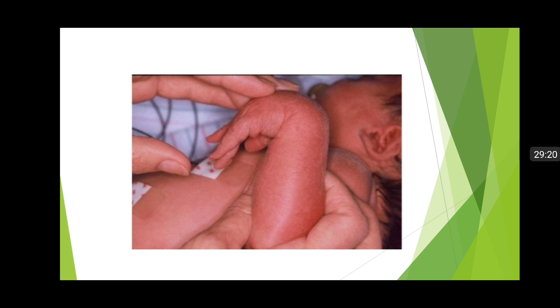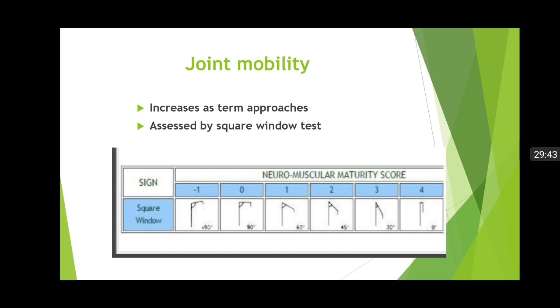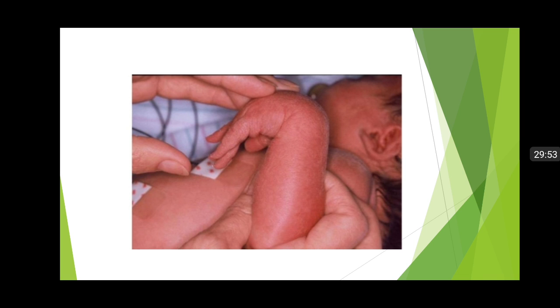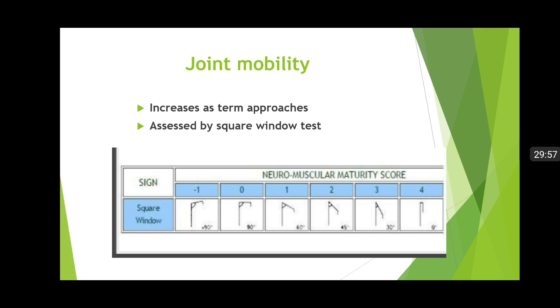What is the square window test? In the square window test, in a supine infant, we try to flex the hand towards the volar surface of the forearm. We try to touch the palm to the volar surface of the forearm by flexing the wrist, and we measure the angle. Here we can see that maximum score is given when the palm is touched to the volar surface of the forearm. The angle between the palm and the volar surface of the forearm is measured, and if it comes out to be 0, it is scored as 4. If it comes out 30 degrees, it is a score of 3. Likewise, you can see from the table.